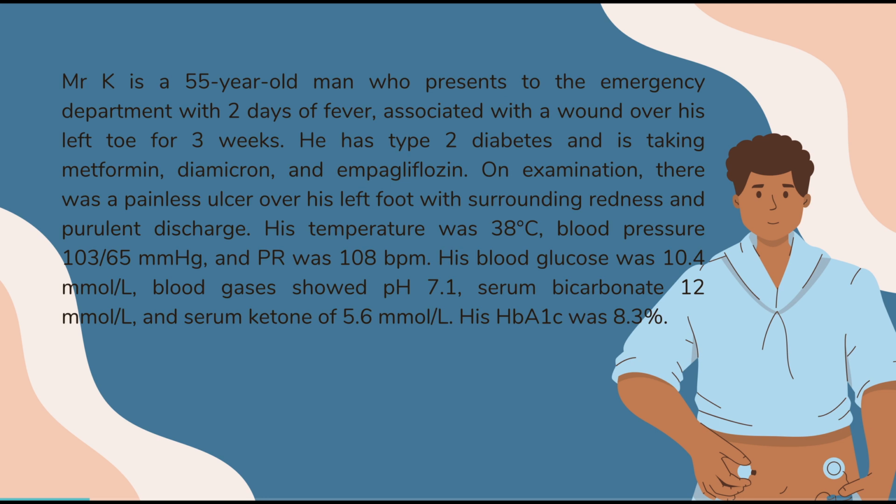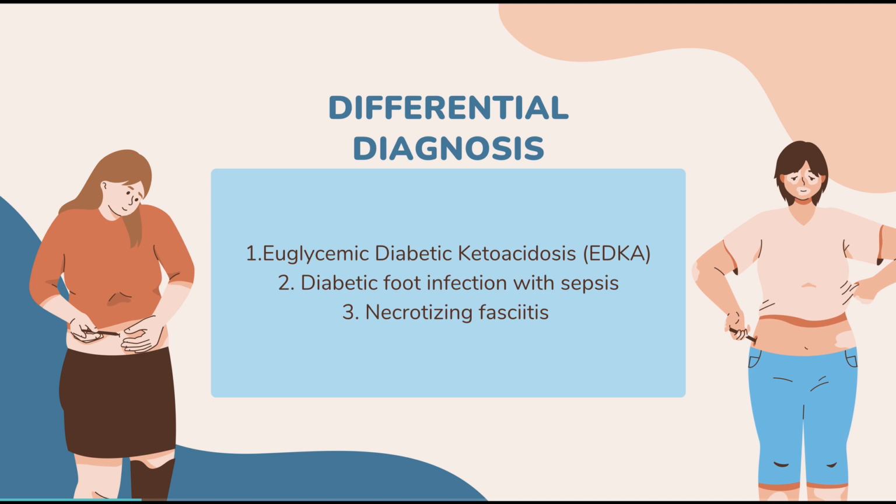His temperature was 38 degrees Celsius, blood pressure 103 over 65 mmHg, and PR was 108 bpm. His blood glucose was 10.4 millimole per liter. Blood gases show pH 7.1, serum bicarbonate 12 millimole per liter, and serum ketone of 5.6 millimole per liter. His HbA1c was 8.3%. Our differential diagnosis is euglycemic diabetic ketoacidosis (EDKA), secondly diabetic foot infection with sepsis, third necrotizing fasciitis.